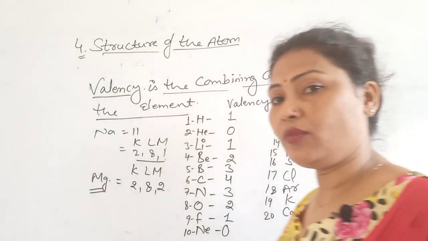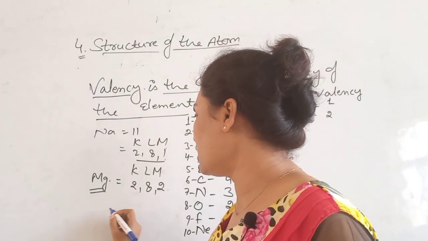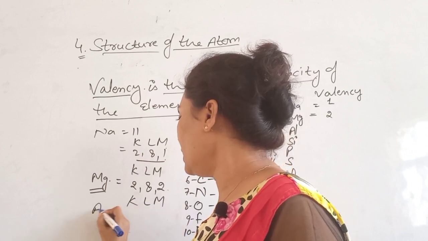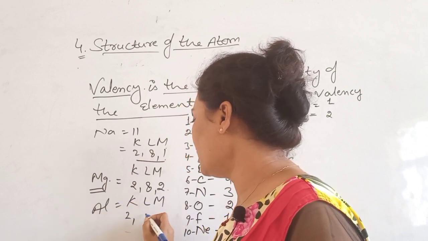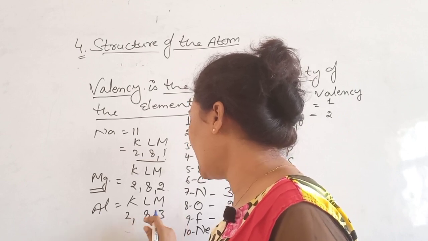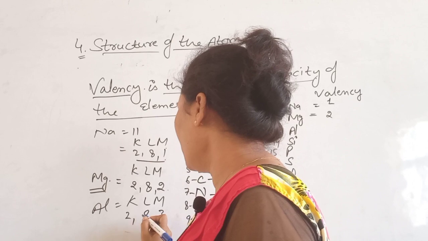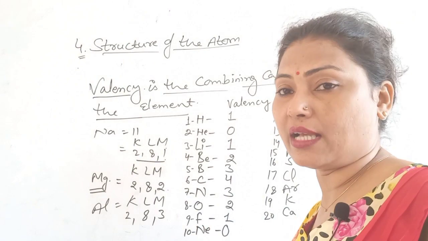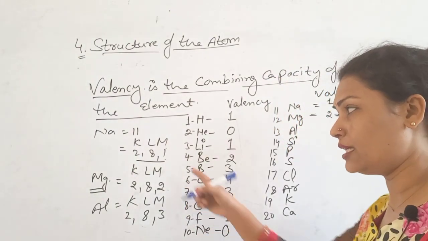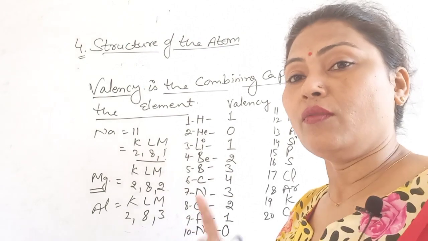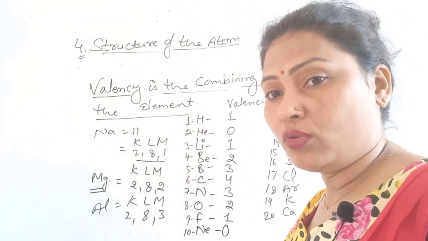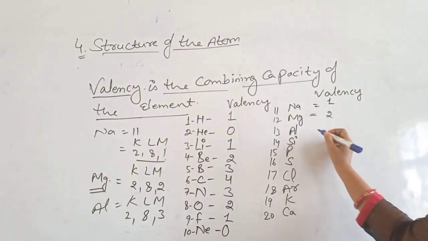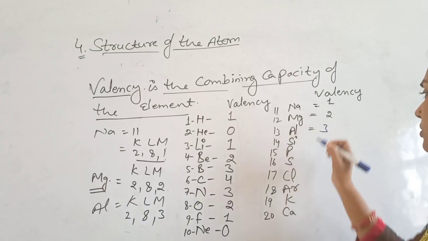Next we can take the example of aluminium. Aluminium has 13 electrons. So we can write the electronic configuration like that, KLM for aluminium. K shell contains 2 electrons, L shell 8 and M shell 3 electrons. So I have told you that if valence electrons are 1, 2, 3, it means the same valency is there. If valence electron is 1, its valency is 1. If valence electron is 2, its valency is 2. If valence electron is 3, then its valency is 3. So here the valency of aluminium is 3.